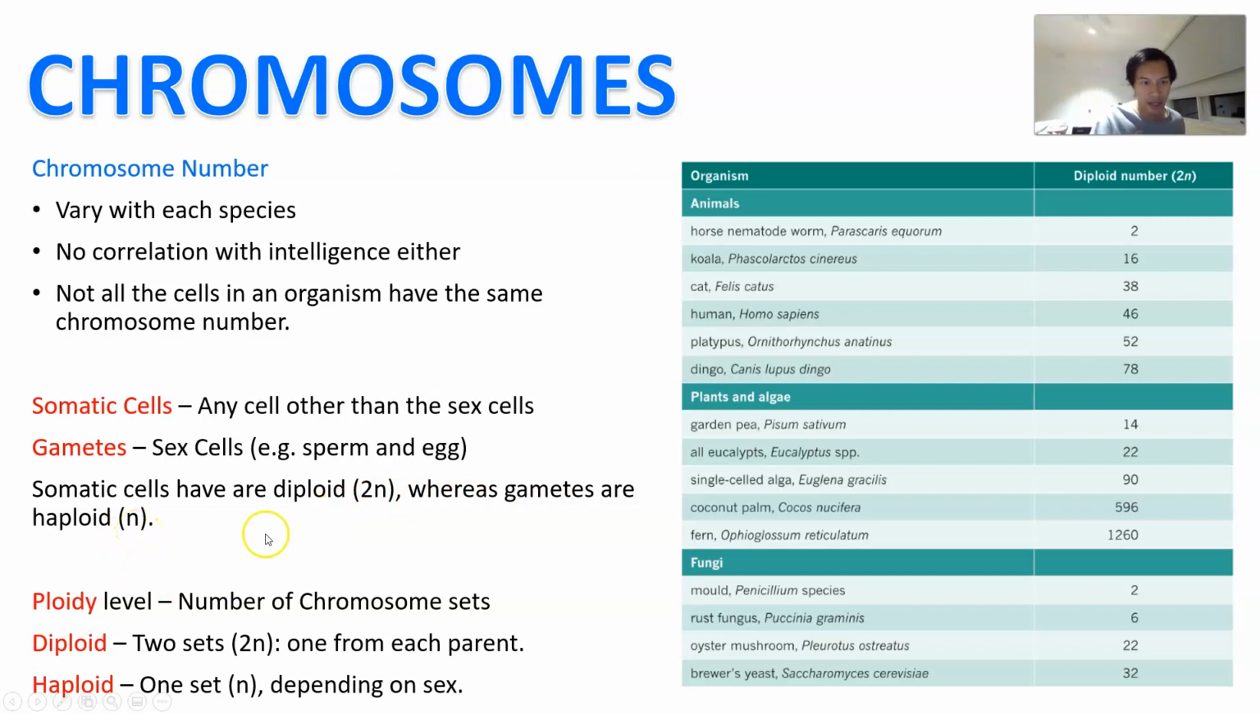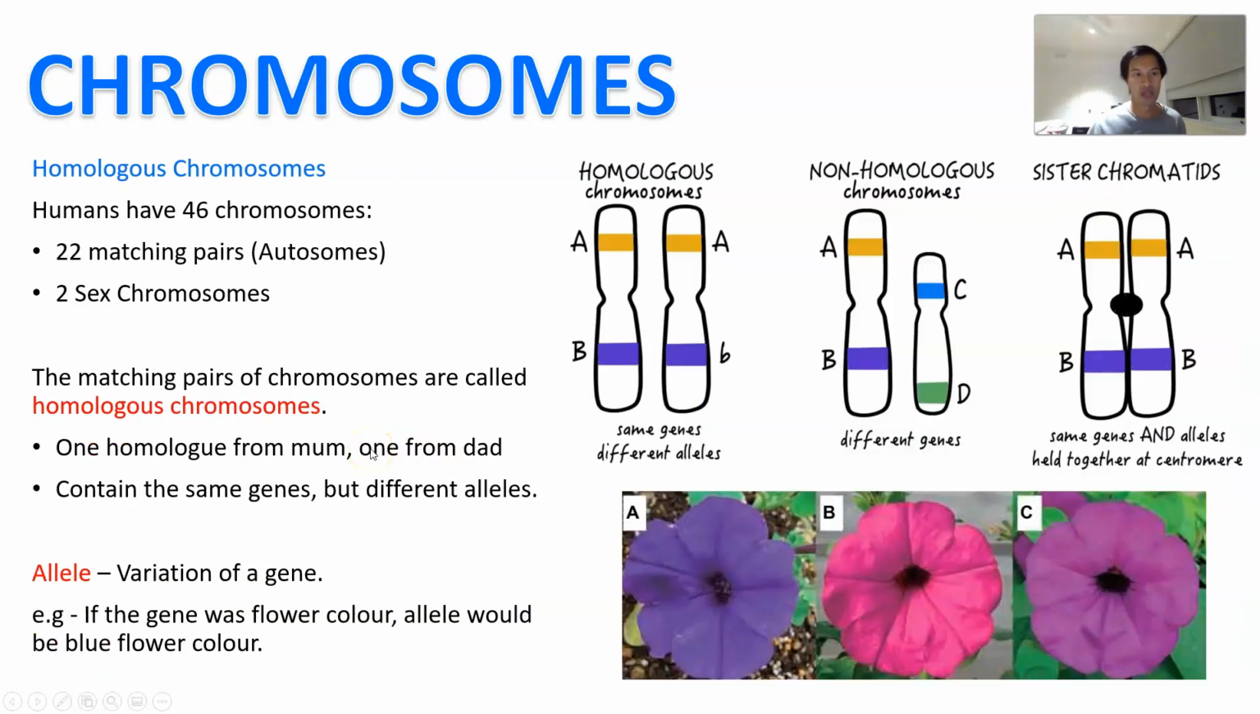That n represents the ploidy level, which is the number of chromosome sets. If something is diploid, it means there are 2 sets of it, and the reason for that is because you get 1 set from each of your parents. Whereas if you are talking about a haploid number, you are talking about 1 set, and which one depends on the sex of the organism itself. If you imagine this, a sperm and an egg would be haploid because they contain half the number of expected chromosomes. That's because when you put the sperm and the egg together, you get a full set.